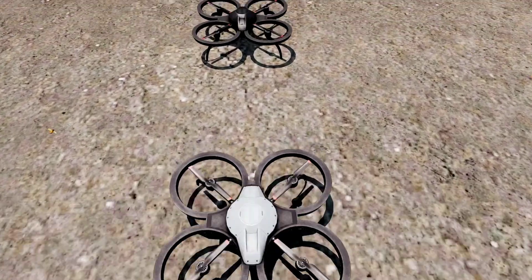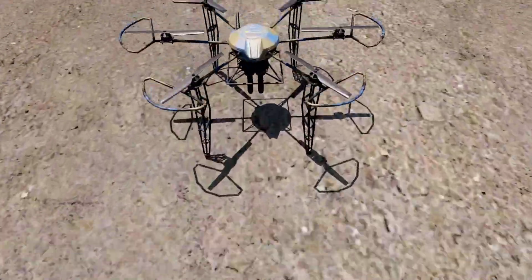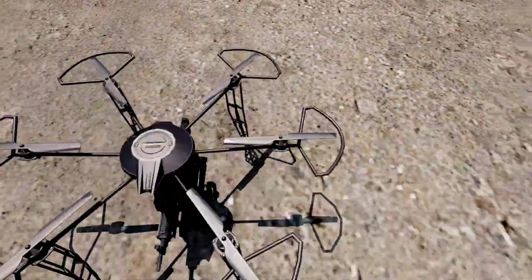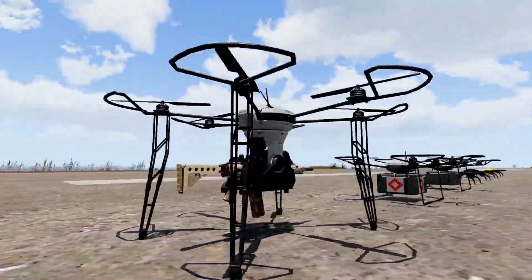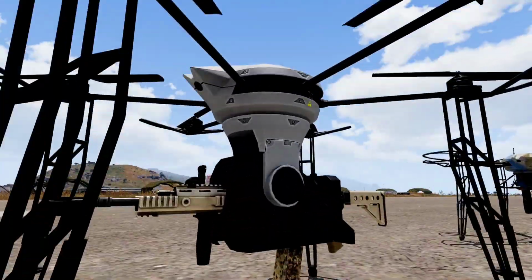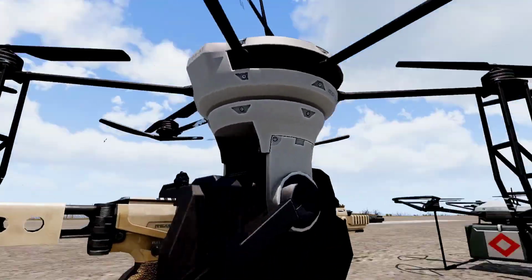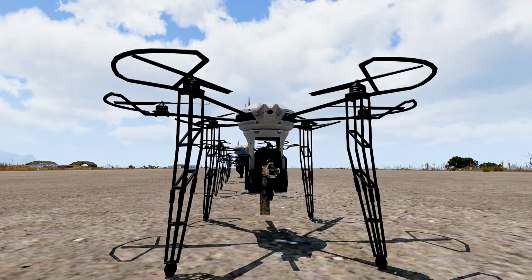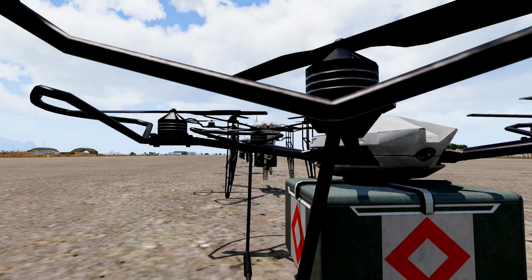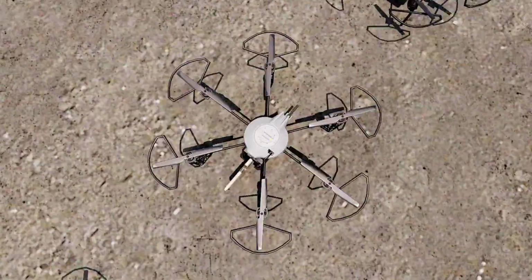A drone is an unmanned aerial vehicle, UAV, that is remotely controlled by a person on the ground or by an onboard computer. A drone can have different shapes and sizes depending on its design and function. There are four main types of drones: rotary blade drones, fixed-wing drones, single-rotor drones, and hybrid VTOL drones.